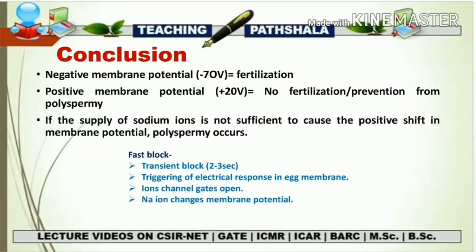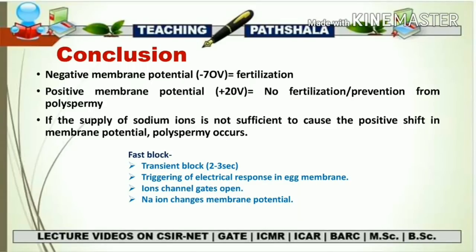So the conclusion from the previous slides is that the negative membrane potential, which is a minus 70 millivolt value, sorry, this should be minus 70 millivolt, not volt. So the negative membrane potential, represented as minus 70 millivolt, is going to favor the fertilization between the sperm and the egg. But when the positive membrane potential is there, that is plus 20 millivolt, at that time there will be no fertilization, that means prevention of polyspermy. So the negative membrane potential favors the fertilization event, whereas the positive membrane potential favors the prevention of polyspermy.